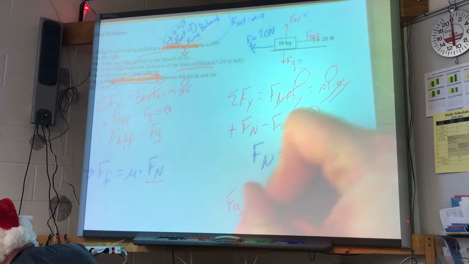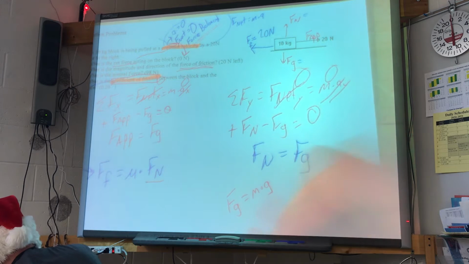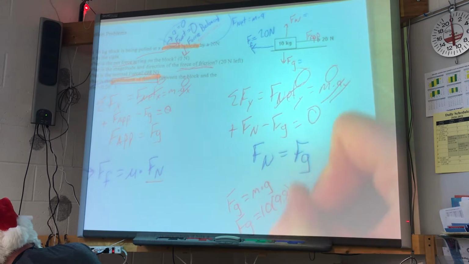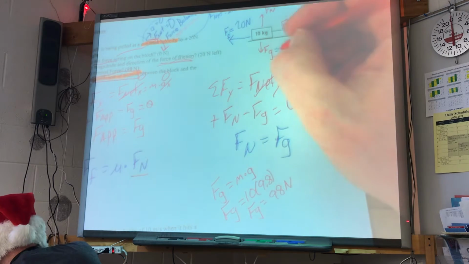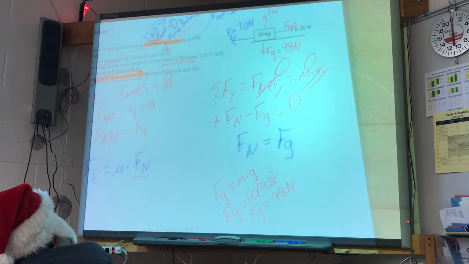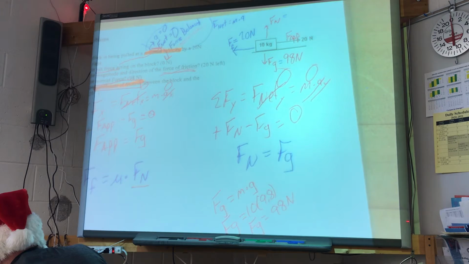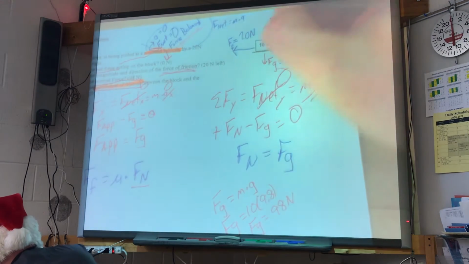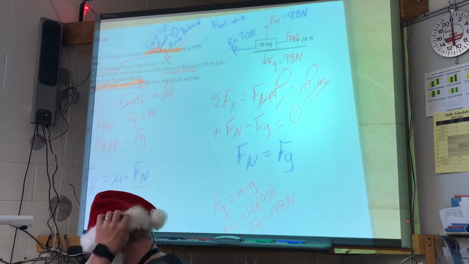There is a formula for gravitational force. It's m times g. So F of g is 10 times 9.8. F of g is equal to 98 newtons. So based on that, my normal force is also 98 newtons.